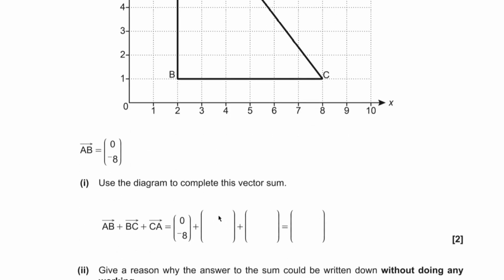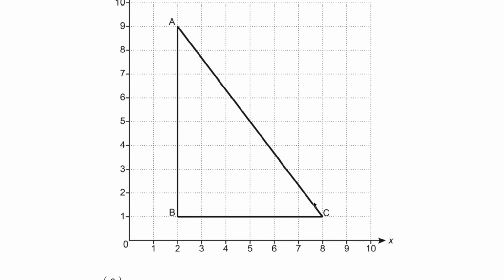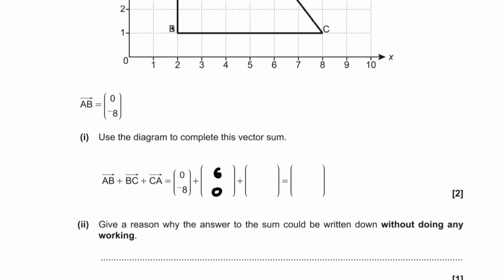So the vector BC is 6, 0, plus CA. To go from C to A, we go 6 to the left and 8 up. So we have negative 6, 8. And if I work this out, 0 plus 6 subtract 6 is 0. Negative 8 plus 0 plus 8 is 0.